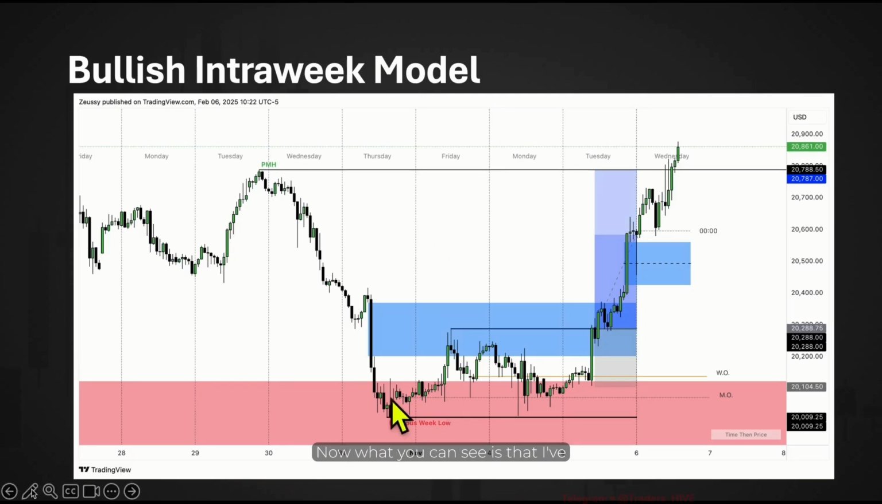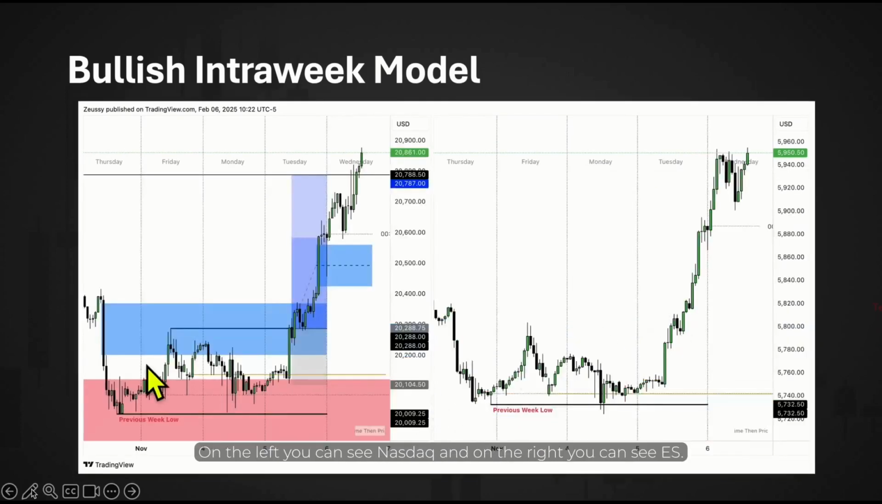Now what you can see is that I've annotated the previous week's low which formed inside of that day CB right here. What we will do is we are going to compare Nasdaq to ES. On the left you can see Nasdaq and on the right you can see ES. Notice that on the left you can see that Nasdaq never took out the previous week's low, meaning it created a higher low.